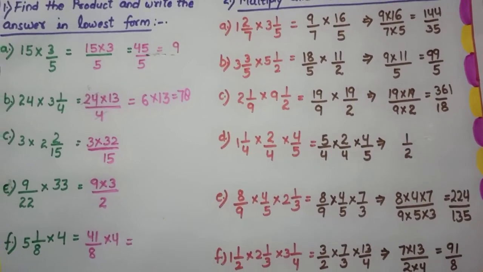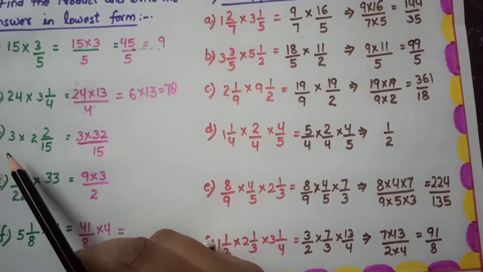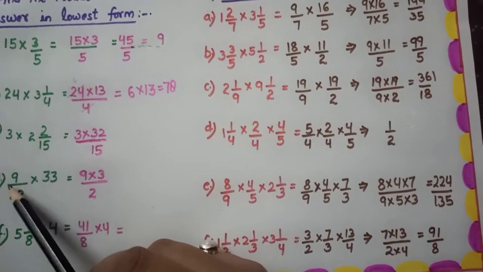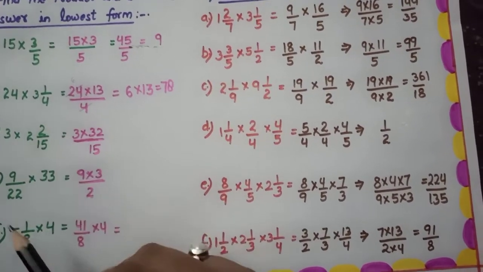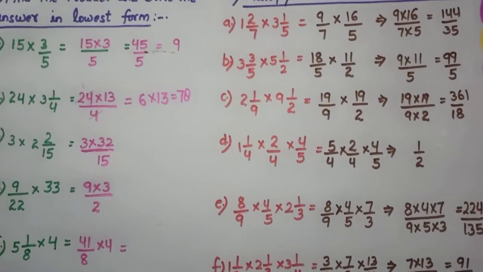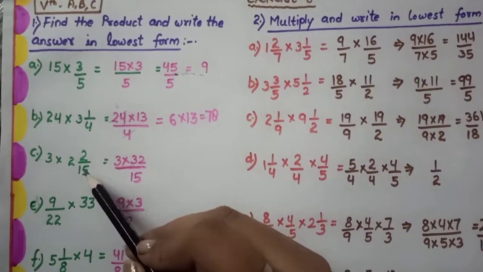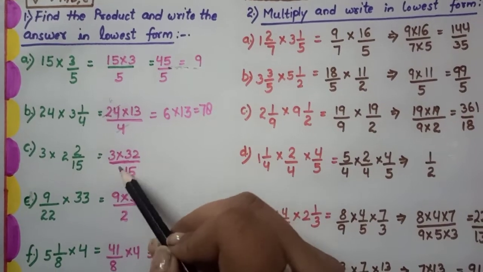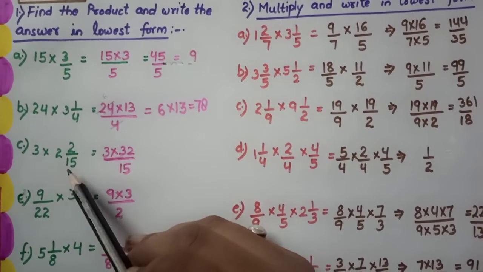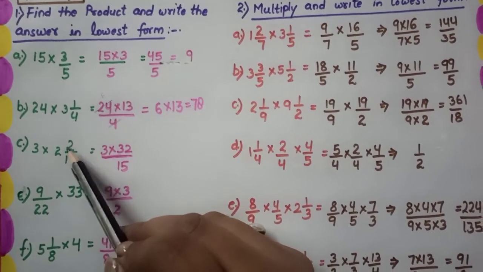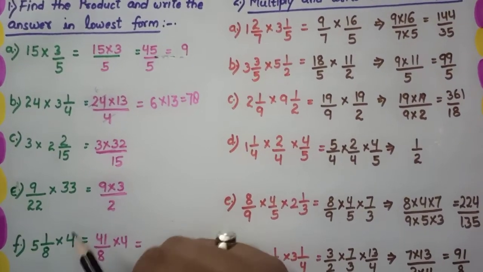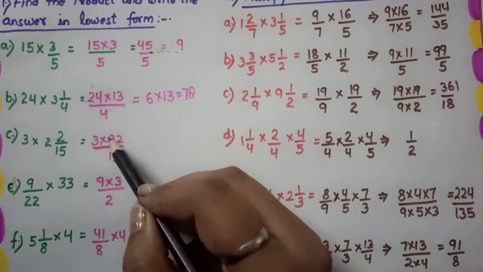Okay, now moving on to C part. The question says 3 is a whole number with us along with a multiplication sign, and this is a mixed fraction again. Now again what we need to do? We need to convert this mixed fraction to an improper fraction. It means 15 2s are 30 plus 2 will give us 32 upon 15. See, this is how I have written it down.